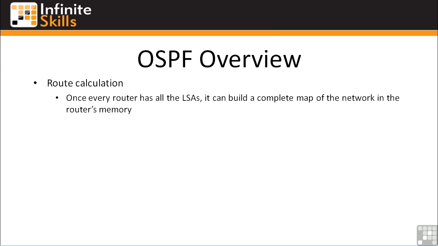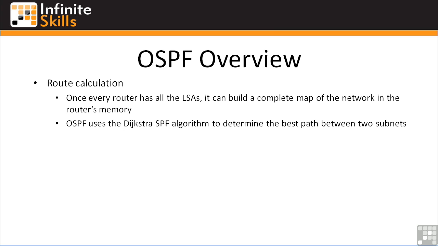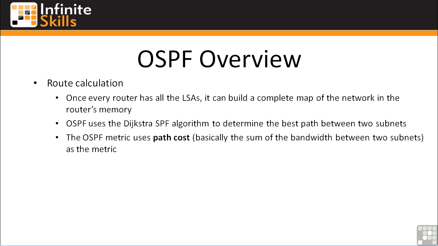Once every router has all the LSAs, it can build a complete map of the network in the router's memory, and that's the magic sauce in link state routing protocols. OSPF uses the Dijkstra SPF algorithm to determine the best path between two subnets. The OSPF metric uses path cost, basically the sum of the bandwidth between any two subnets, as its metric.